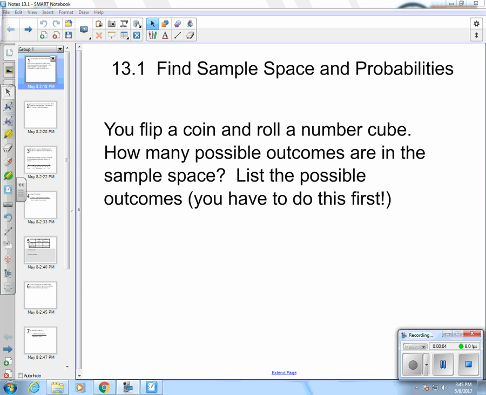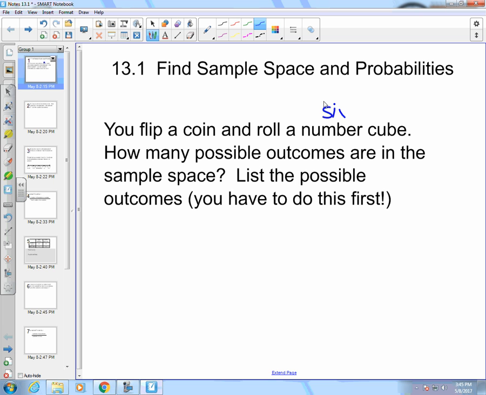Section 13.1, which is finding sample space and probabilities. If you flip a coin and roll a number cube, and this is a six-sided number cube, how many possible outcomes are in the sample space, and list the possible outcomes. You have to list the outcomes first in order to know how many possible outcomes there are.